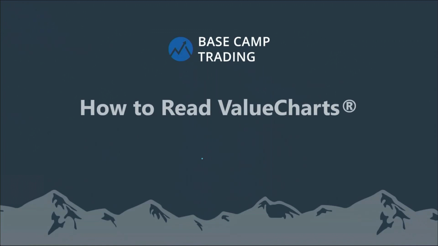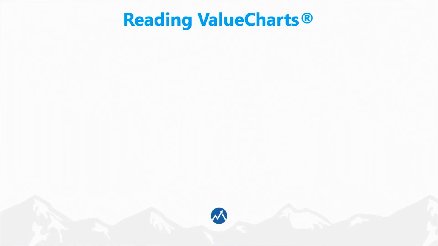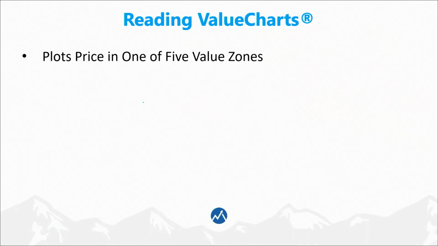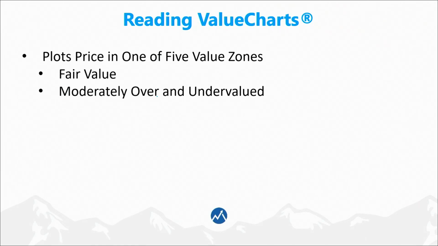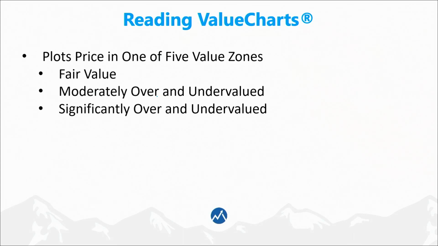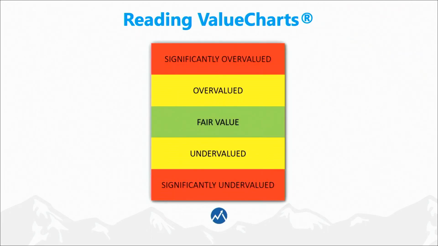All right, so let's talk a little bit about what value charts are and how they work and how we read them. Value charts plot price in one of 5 value zones. Pretty easy, color coordinated. We have fair value, which is the center green area. We have moderately over and undervalued, which are the upper and lower yellow areas. And then we have significantly over and undervalued, which are the upper and lower red areas. So it'll look something like this on a chart.